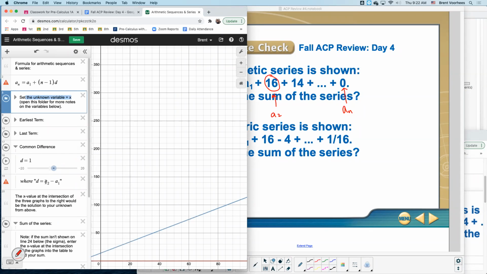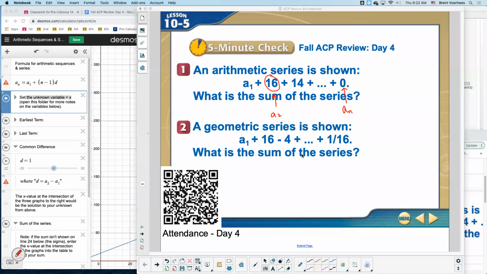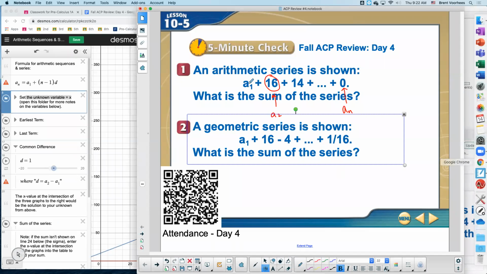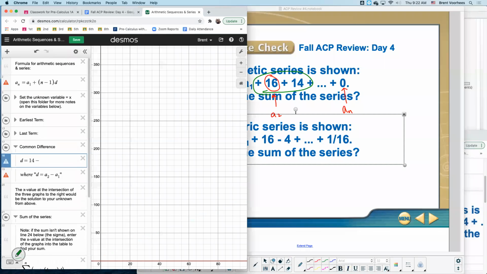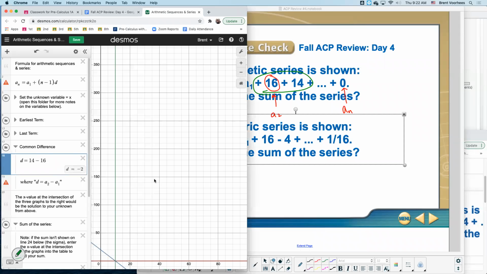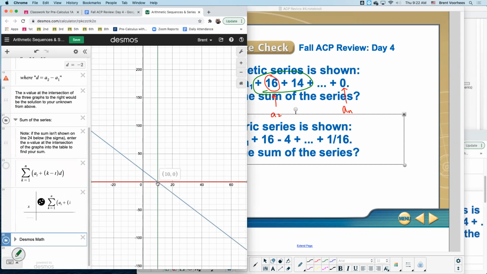Well, it says you take your second term minus the first term. Or said another way, you take the earliest two given to you, which in this case is 14 and 16, and you subtract the later by the earlier. So it's just 14 minus 16. That's our D.